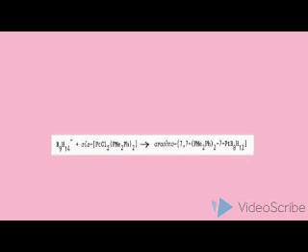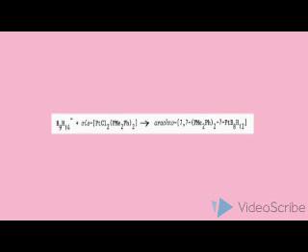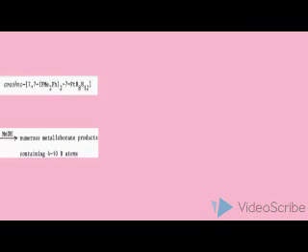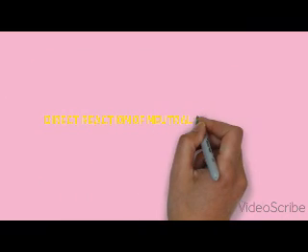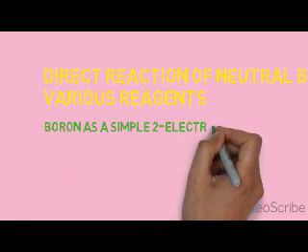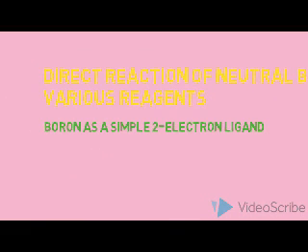This is an example of the synthesis from a borohydride anion to form the arachnometalloborane and numerous metalloborane products containing 4 to 10 boron atoms. Next, the direct reaction of neutral borane with various reagents can be divided into borane as a simple 2-electron ligand and borane as a Bronsted acid.